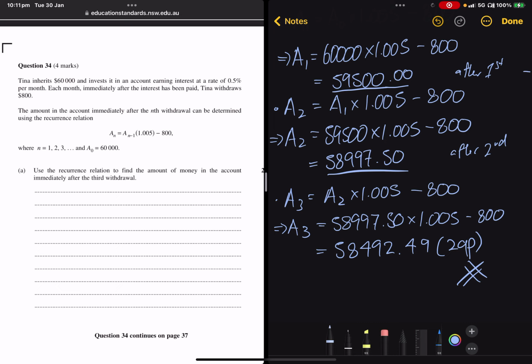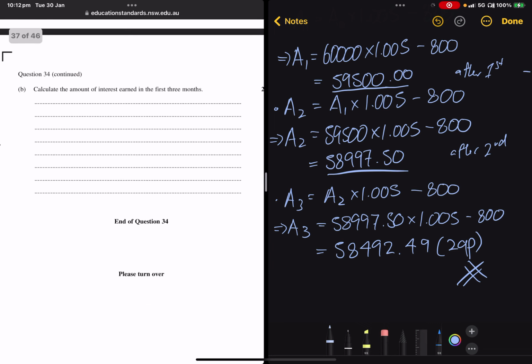So this is what we're asked to calculate here using this recurrence relation. It's 2 decimal places even though it doesn't tell us because it's dollars and cents. Whenever you have dollars and cents, you're either rounding to the nearest dollar or to the nearest cent. Nearest cent is the better assumption most of the time.